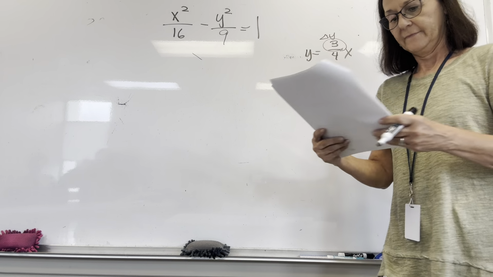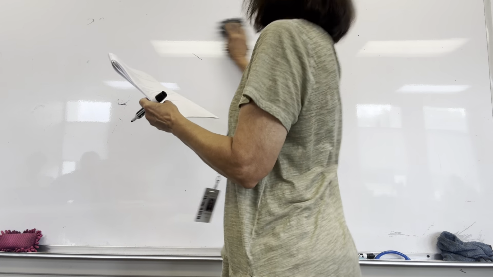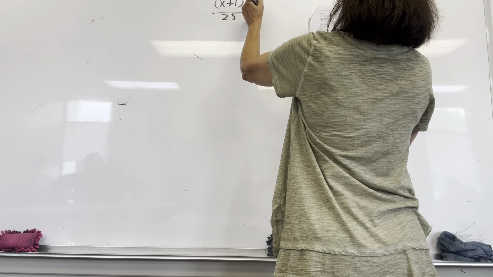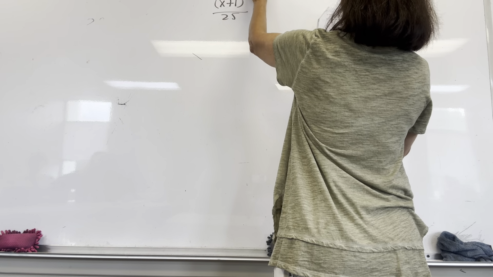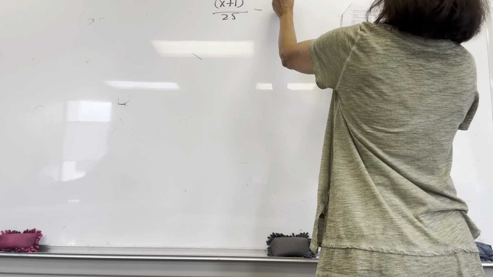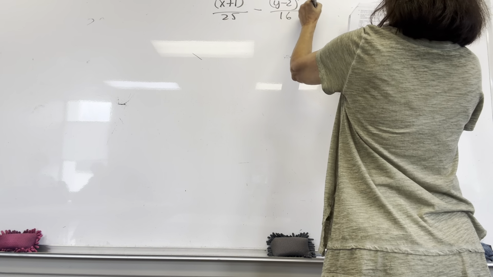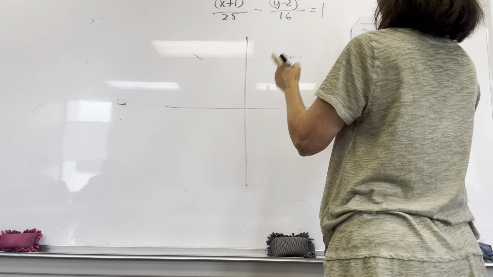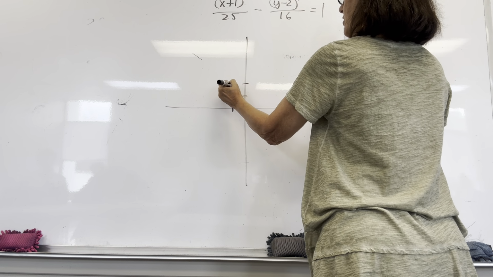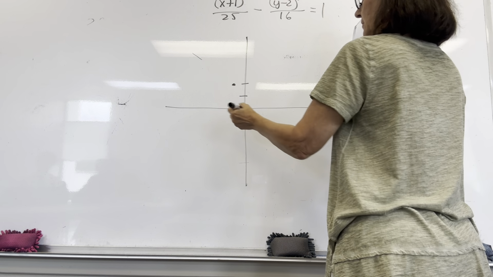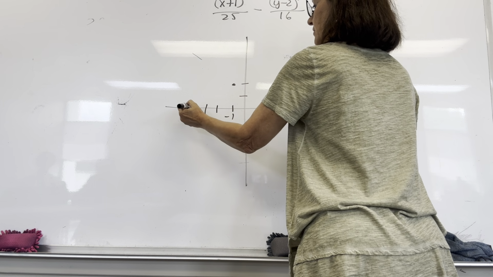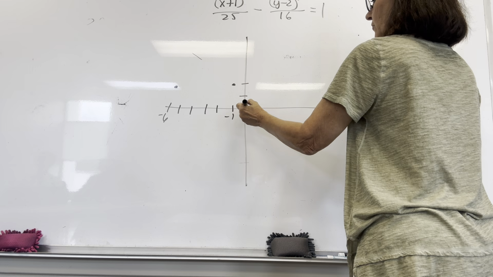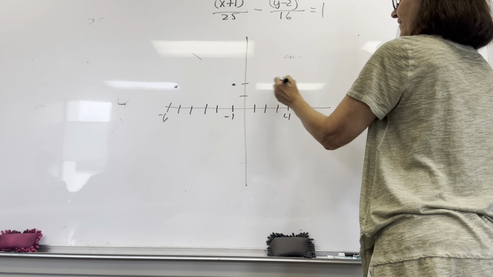45. Similar to 45. Sketch a graph. Here we go. Sketch a graph. What is the graph going to look like? Our origin is at negative 1, 2. Yes, that's the center. But the vertices are on which axis? X or Y? X, that is correct. So negative 1, 2 is the center. What's my a value? It's 5. So I'm going to go 5 to the left, and 5 to the right.